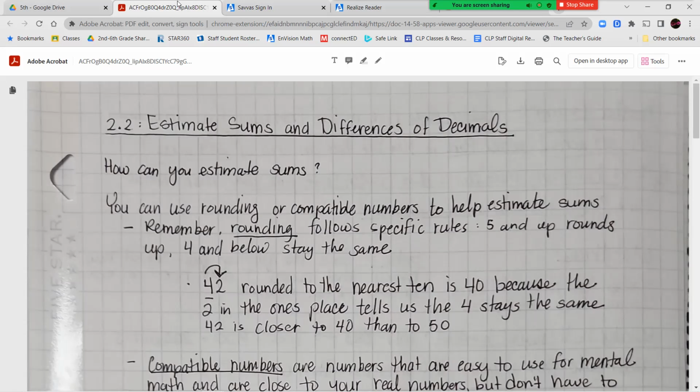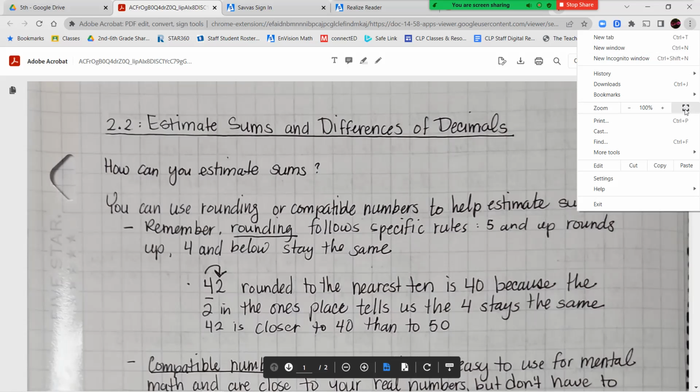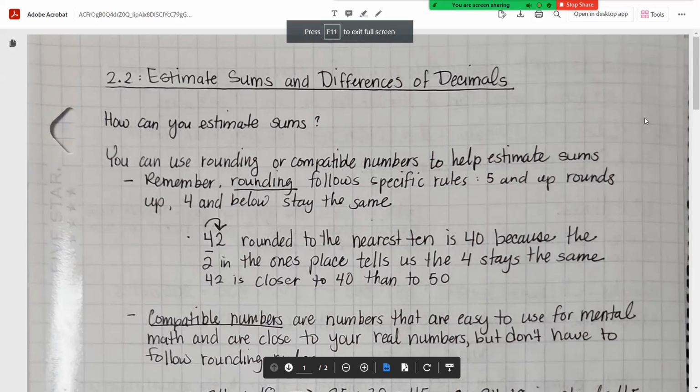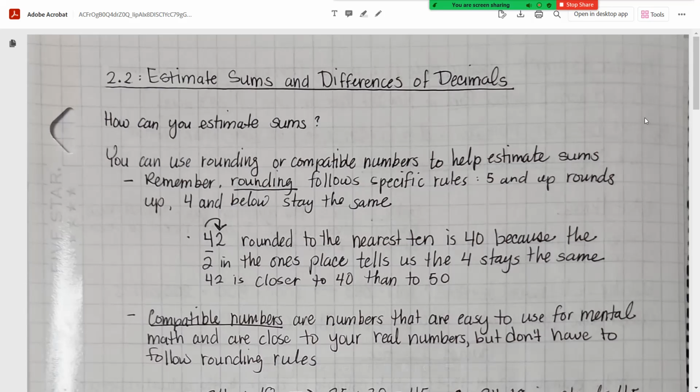Okay, so our lesson title is Estimate Sums and Differences of Decimals, and our focus question is how can you estimate sums? So you can use rounding or compatible numbers to help estimate a sum. Now remember, rounding follows very specific rules. If the number you're looking at after your rounding place is 5 or greater, then it's going to round up. If it's 4 or less, that means you're not going to change your number at all.